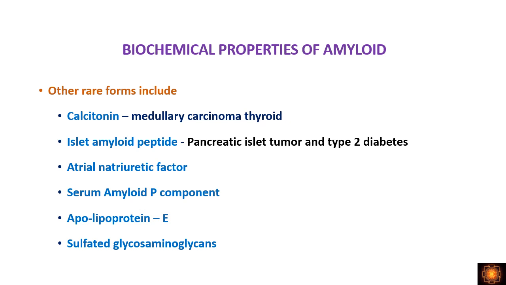Other rare forms we have are calcitonin deposition, which is produced by the tumor cells in medullary carcinoma thyroid. We have islet amyloid peptide, which is deposited by pancreatic islet cell tumors and in type 2 diabetes. Atrial natriuretic factor is one which is deposited in the atria. Serum amyloid P component, apolipoprotein E, and sulfated glycosaminoglycans can also be deposited, which can lead to amyloidosis. These are the rare forms.